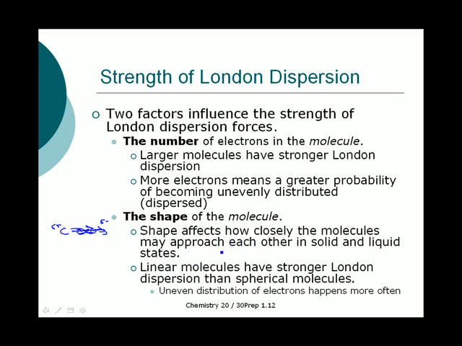Because of this, they approach each other in the solid and liquid state. So linear molecules have stronger London dispersion than spherical molecules. In a sphere, the electrons are less likely to be able to make it around the atom, or around the molecule.